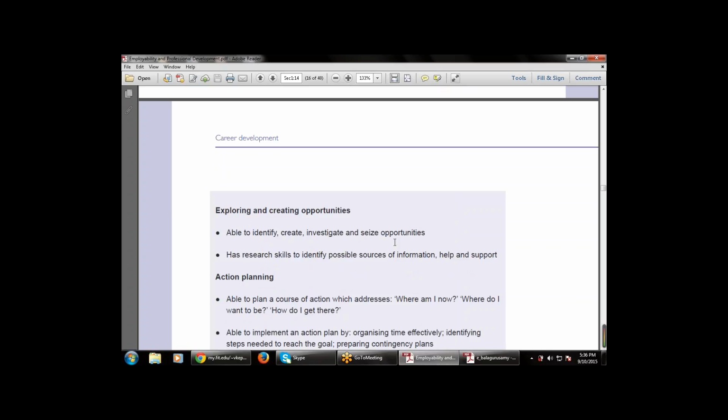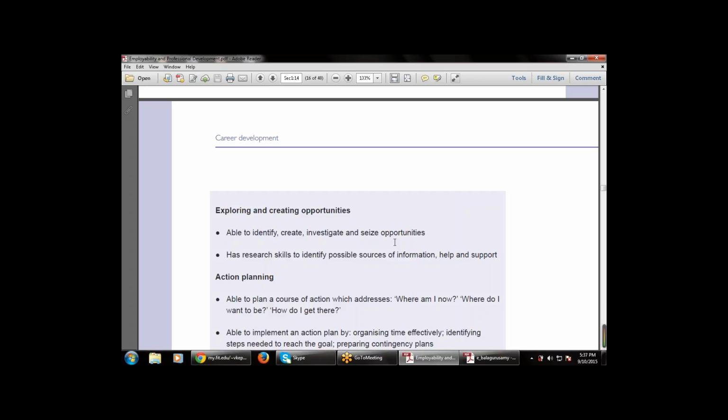Then has research skills to identify the possible sources of information, help and support, that is what are the various possible sources of information, what is the help, and what is the support criteria for the opportunities level. Then next is action planning, that is being able to plan a course of action which addresses where am I now, where do I want to be, how do I get there.